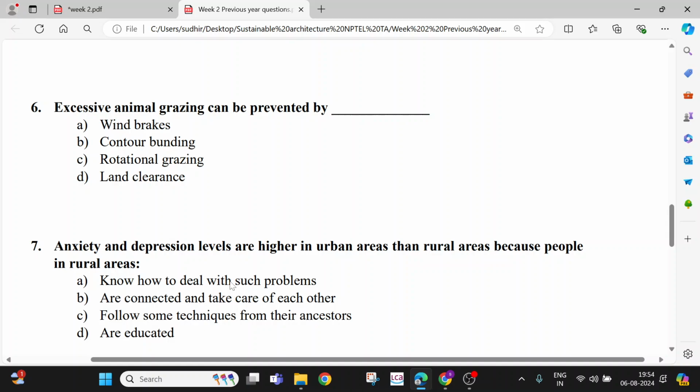Anxiety and depression levels are higher in urban areas than in rural areas, that is for sure, because people in rural areas are connected and take care of each other. Is it fine? Yes, sir. Okay, thanks to all of you for this answer.